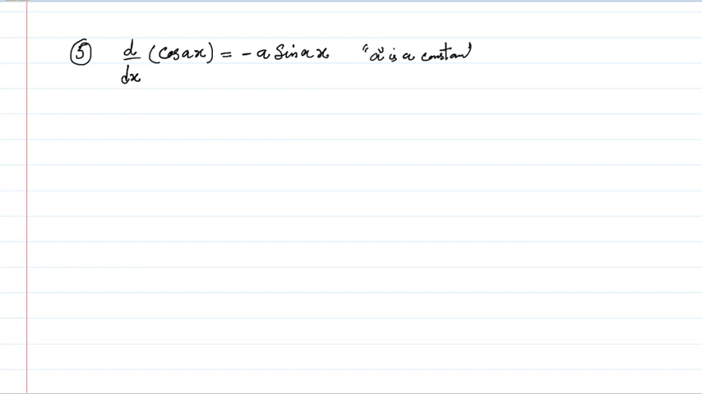The fifth one, we can take the reverse of the above one. That means we have cos of ax, which will be equal to negative of a sine ax. Okay. What is a? Here a is a, this constant, a simple constant. Now we will take examples based on this formula.